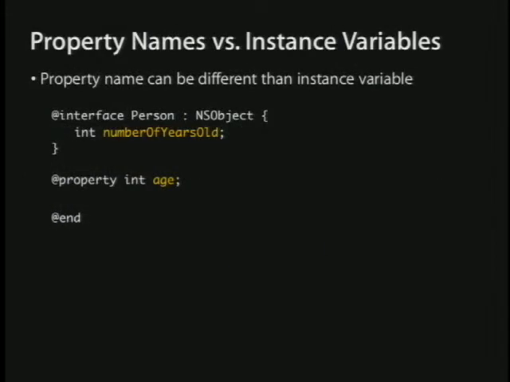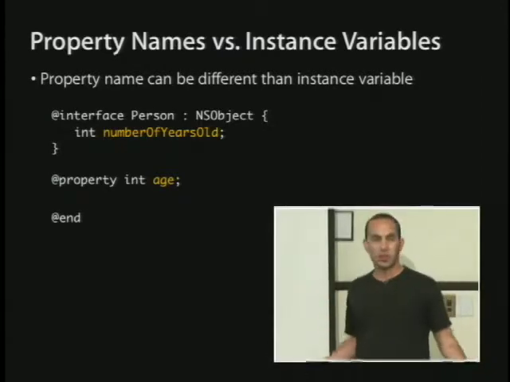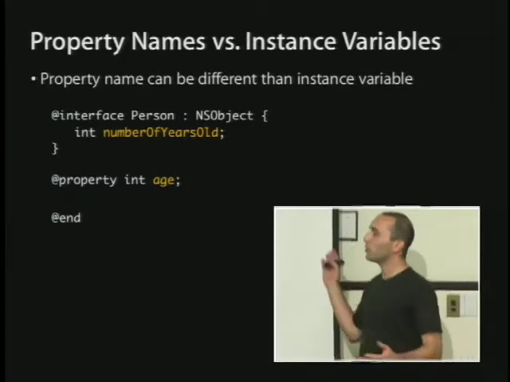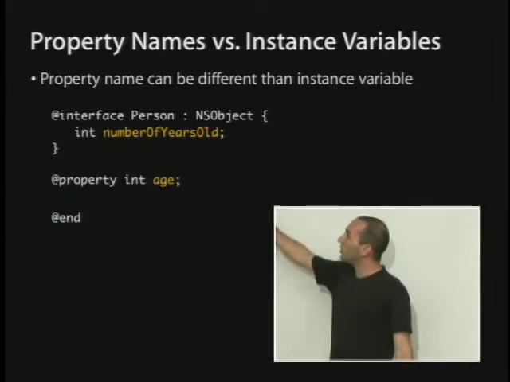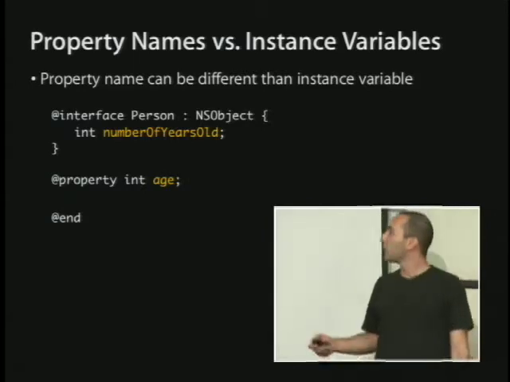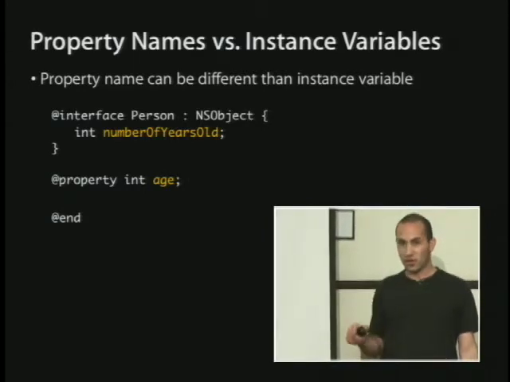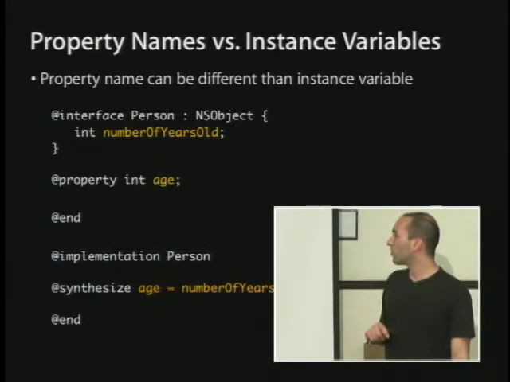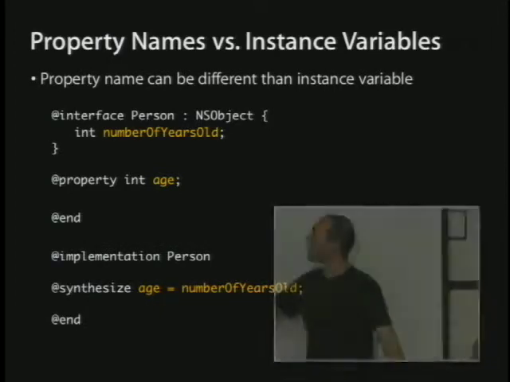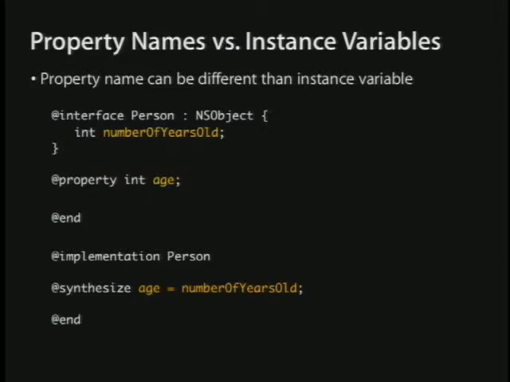Okay, so property names versus instance variables. Let's say we created this person object, but we're a little more verbose. We made our instance variable name be number of years old. But somebody reviewed our class and said, why are you calling it number of years old? Why don't you just make it age? Well, you've got so many dependencies. Anyway, you can name the property differently than the instance variable. The way you tell the compiler to generate the setters and getters for you is, instead of just saying synthesize age semicolon, you say synthesize age equals the name of the instance variable, number of years old.